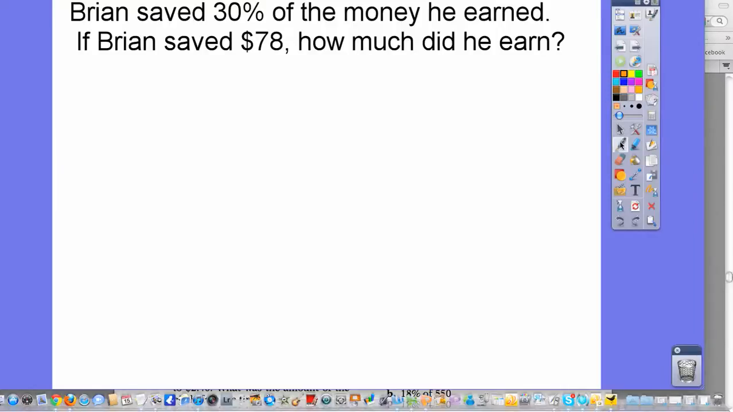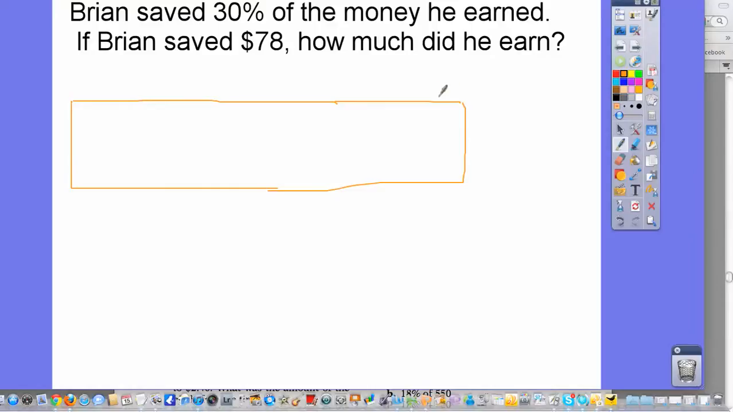We know that we have percent, so I'm going to draw my percent bar. So my percent bar is going to be all the way across. I'm going to make it kind of big so that I can have room to show all my work. So all of the percent bar would be 100%. None of the percent bar would be 0%.